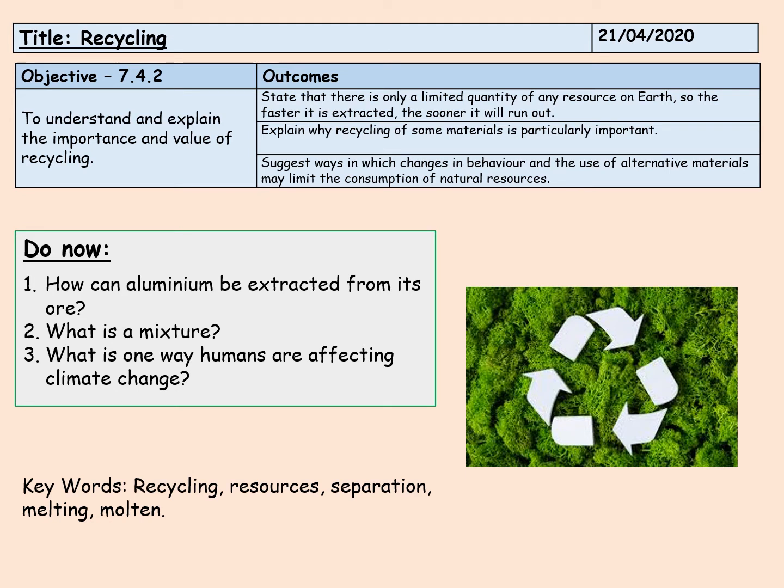As ever, 3 questions for you to have a go at before you start. Write down the answers and we'll look at them together at the end of the lesson. So how can aluminium be extracted from its ore? Think about your last lesson on extracting metals from their molten state. Number 2, what is a mixture? Number 3, what is one way humans are affecting climate change?